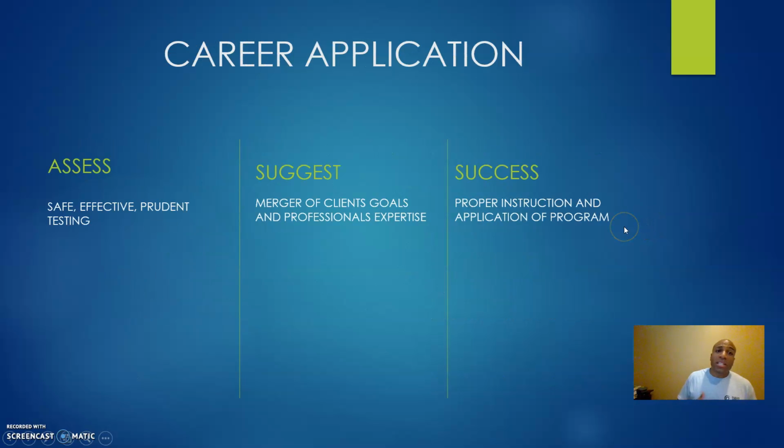Now, this whole process definitely applies to the career that I'm currently in. And what it does is I look to continue to do this process. I like to put three main topics on it, as we like to assess, then we suggest, and that usually leads towards success. I know it kind of rhymes there. But when we assess, basically what we do is we provide safety. We make sure that our program or our testing is effective. It's testing what we want it to test, and that it's prudent and that it makes sense.